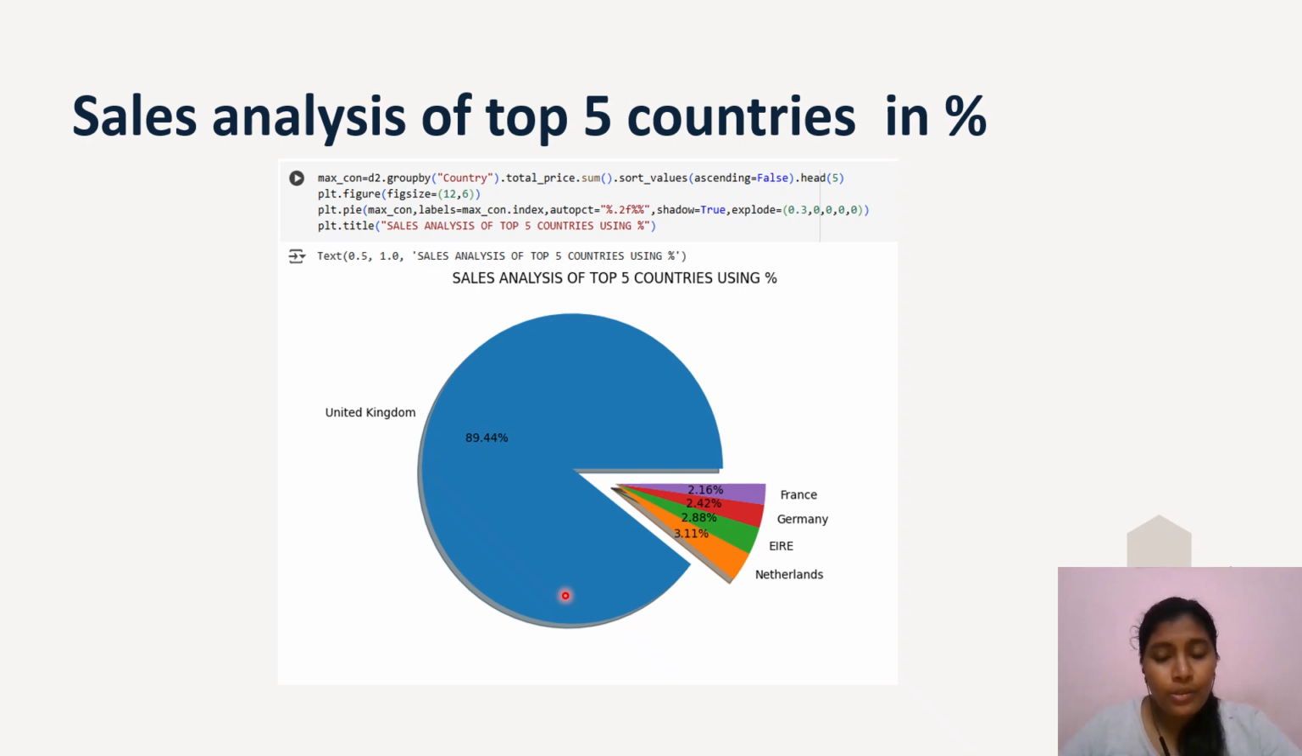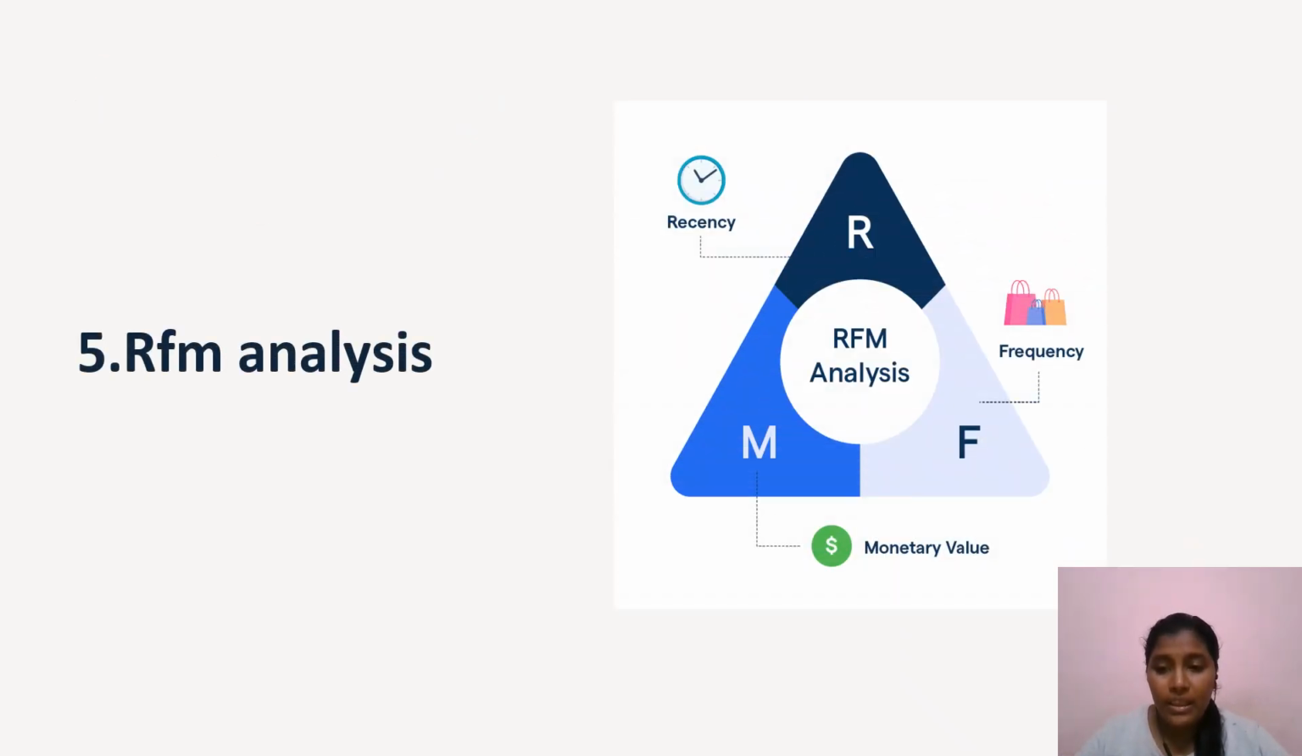So the management should concentrate on building a strong relationship with all the other countries and maintaining the same relationship with the UK. And also for more business insights, they might include the retailers as communication partners, so it might increase their sales. In the fifth step, we are going to perform the RFM analysis.